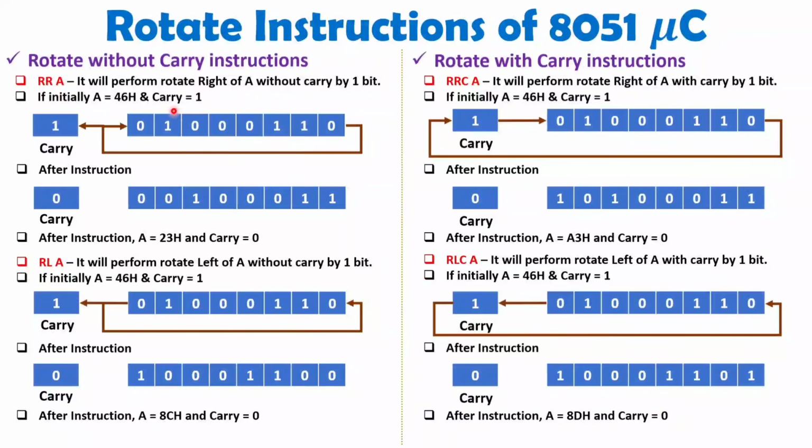So that is how rotate without carry and with carry is happening. Remember, this is happening with accumulator only. You cannot use this with R0, R1, R2, R7 like this. It is applicable to accumulator only, right? With 8051 you can have this with accumulator only. So this is how all these instructions are there in terms of rotate left and rotate right with carry and without carry.